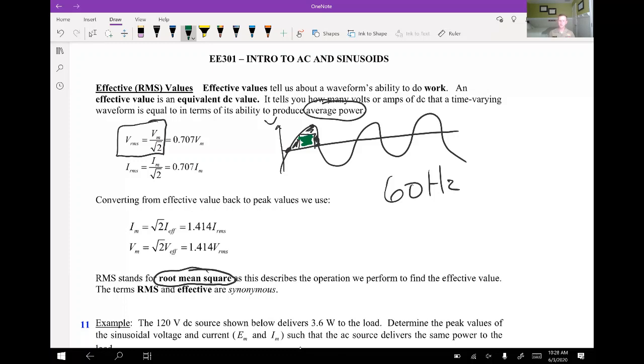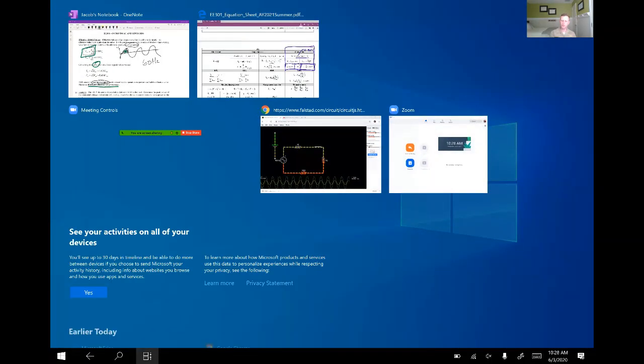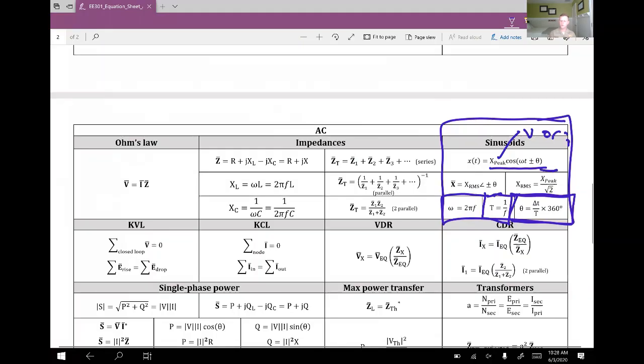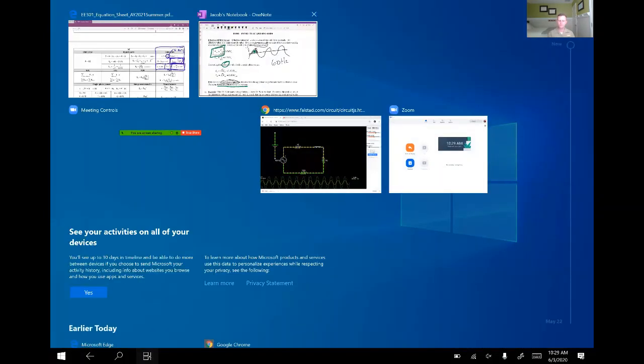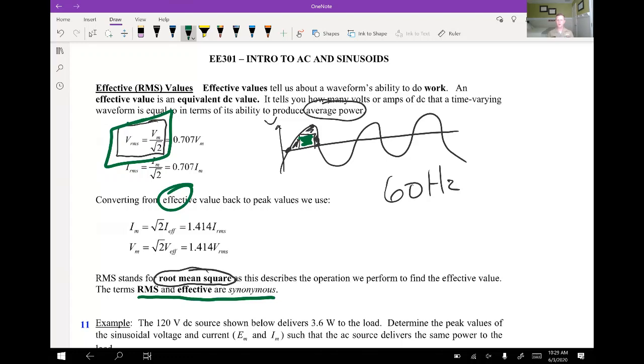But if you don't want to mess with the calculus, just remember root mean square means effective. RMS and effective are synonymous. Go back to the equation sheet, and that is also in here, right there. X RMS, meaning the voltage or the current. It just means if we had a sinusoidal equation, we could take that peak, plug it in, divide by root 2, and we would get its effective value, or its ability to do work, RMS value. And with that, that concludes lesson 13.